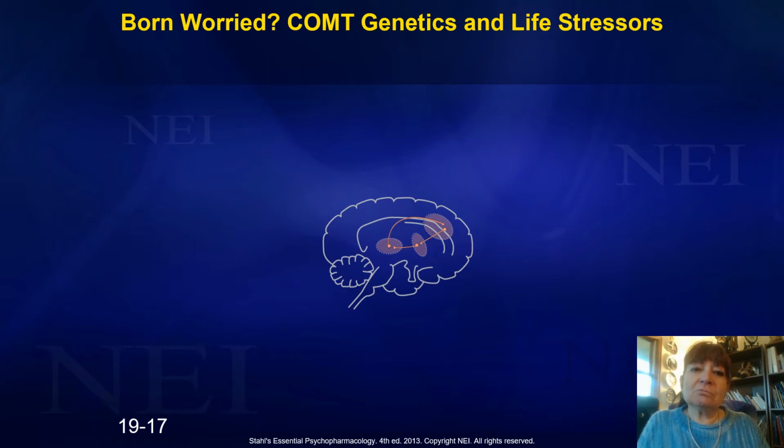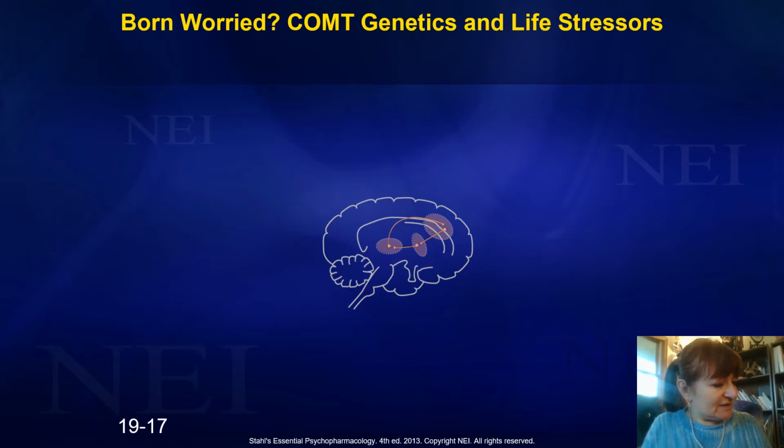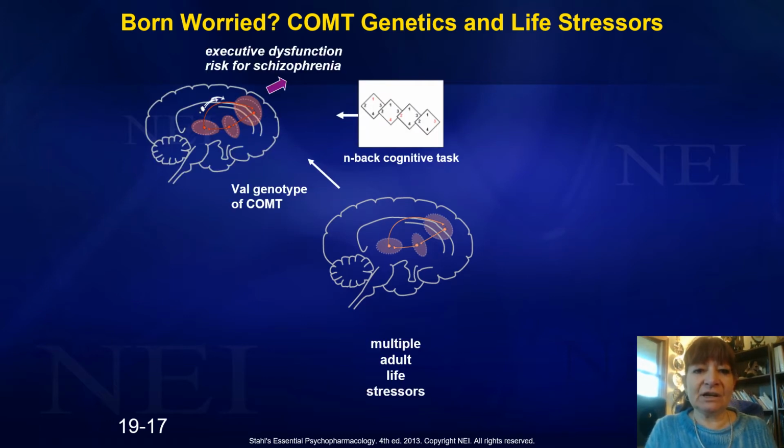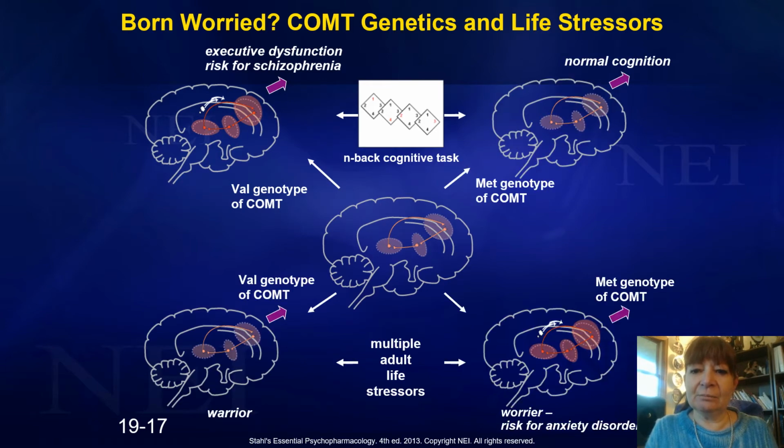Okay, so is there a genetic component? Absolutely. It's a mixture of our genetics as well as the epigenetics, the life stressors. And there is a gene called COMT. COMT stands for catechol-O-methyltransferase, and COMT regulates dopamine in the prefrontal cortex. And I'm just going to open up this entire slide here so we can better talk about it.